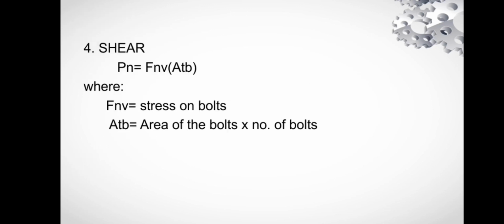In here, the nominal strength is equal to Fnb times Atb, where Fnb is the stress on bolts and Atb is equal to the area of bolts times the number of bolts.